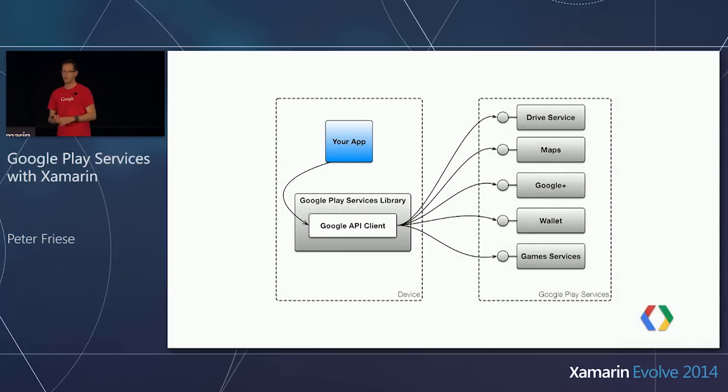From an architectural point of view, it looks a little bit like this. You've got your application, which is in blue, which connects to the Google API client, which is delivered to the device as a part of the Google Play Services library, which is an APK which sits on the device. So when you connect to the Google API client, you can then connect to all the backend services that we offer. For example, Drive, Maps, Google+, Wallet, Google Game Services, and many, many more.